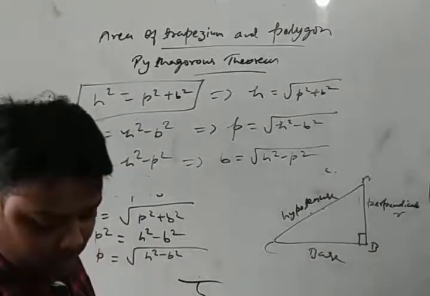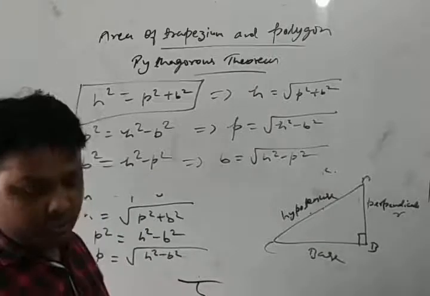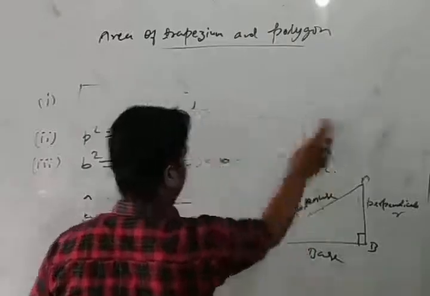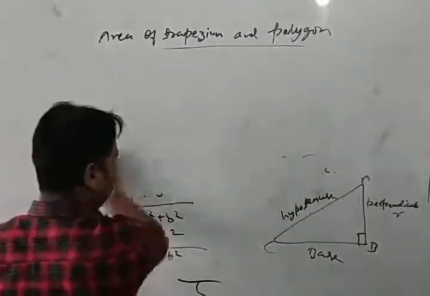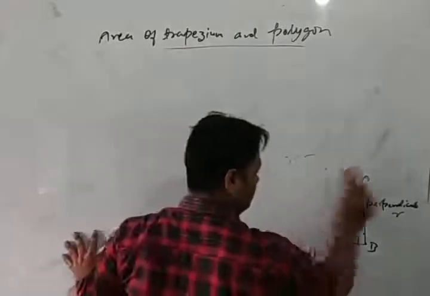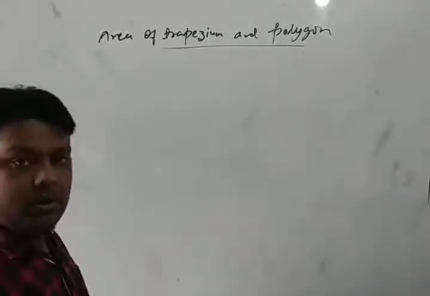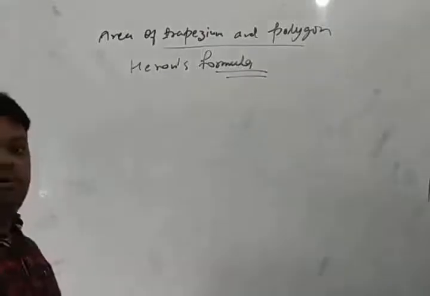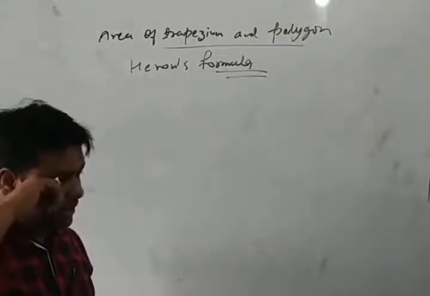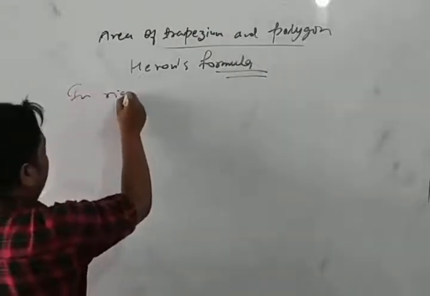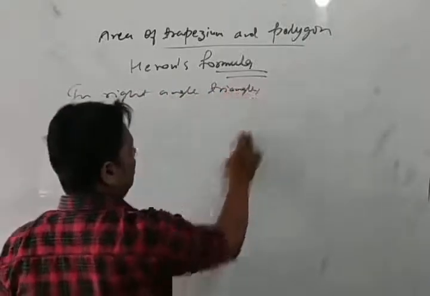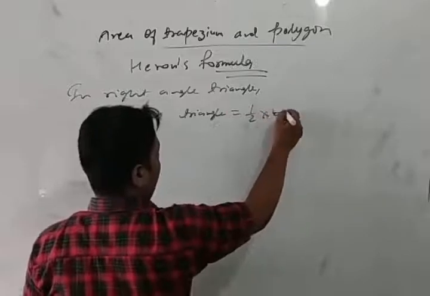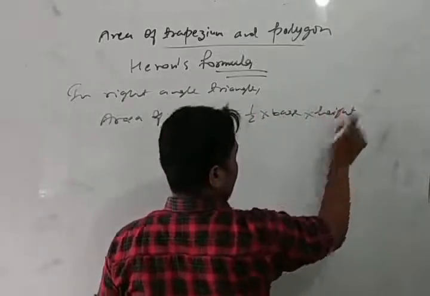Now we will discuss Heron's formula. But before Heron's formula, at first I want to say what the area of a triangle is in a right angle triangle. In a right angle triangle, the area of the triangle will be 1 by 2 into base into height, or we can say height and altitude also.